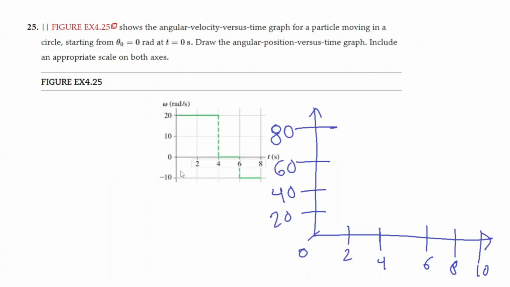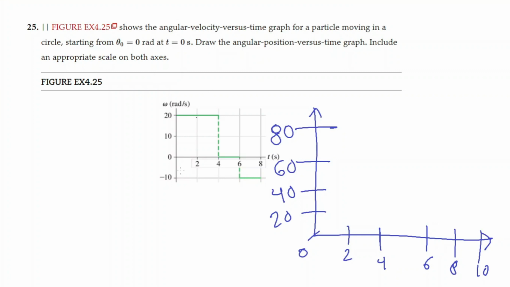All right, so let's take a look at number 25. This figure shows an angular velocity versus time graph for a particle moving in a circle. Starting from theta equals 0 at t equals 0, draw an angular position versus time graph and include appropriate scale on both axes. So feel free to pause the video and try this out. All right, so let's take a look at this question here.